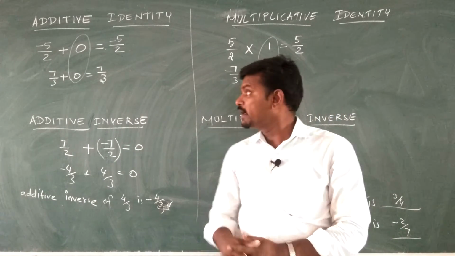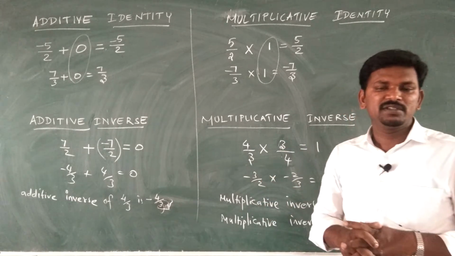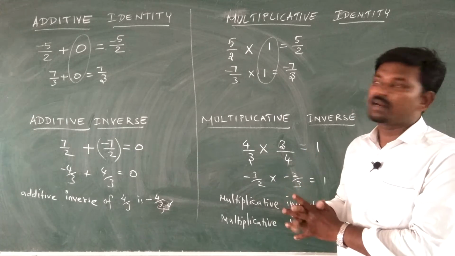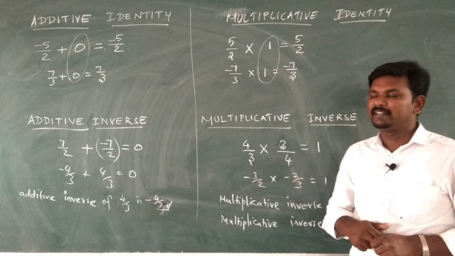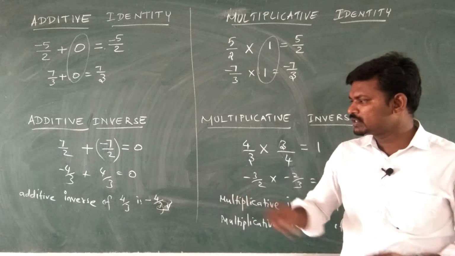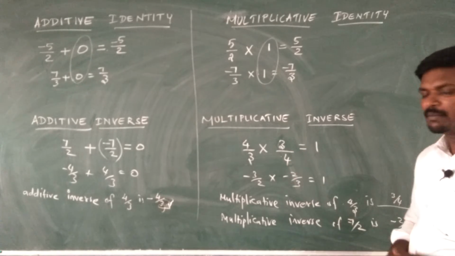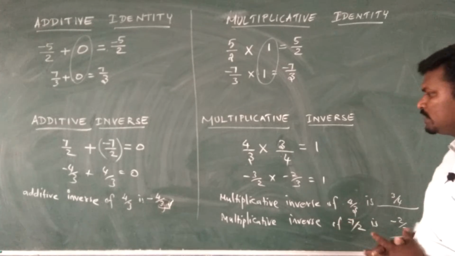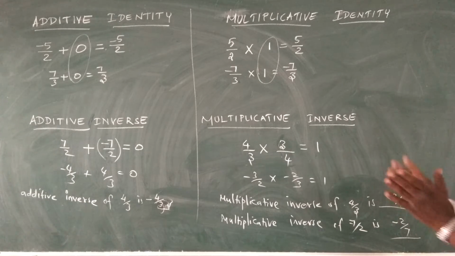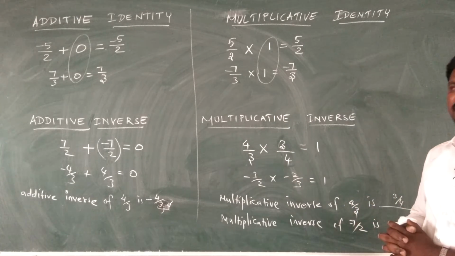So you may understand what additive identity means: the sum of any rational number and 0 is the same number, so 0 is the additive identity. Multiplicative identity means the product of any rational number and 1 is the same rational number, so 1 is the multiplicative identity. Additive inverse means the sum of any two rational numbers is 0, then the numbers are additive inverses of each other. Multiplicative inverse means the product of any two numbers is 1, then the numbers are multiplicative inverses of each other. It is a very simple concept. Based on this, list out some numbers and write the multiplicative inverse, and write some rational numbers and find the additive inverse.